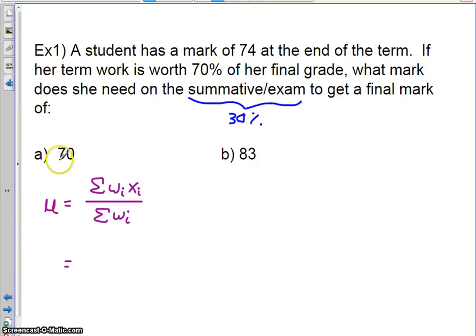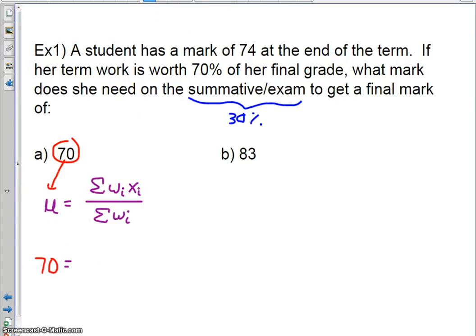So we know we want the final mark in this case to be 70. So we want the final average to be 70. We're going to put that into here. Okay, so this is what makes it different from the problems we were looking at yesterday. Yesterday we were calculating the weighted average. Here we know we want the final weighted average to be 70. We need to figure out what that unknown value in this part of the equation is going to be to help us achieve that mark of 70.